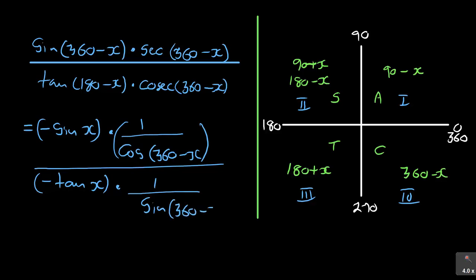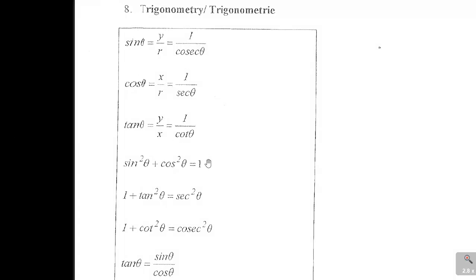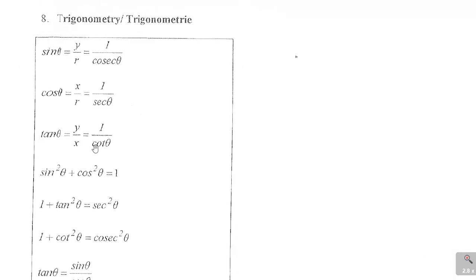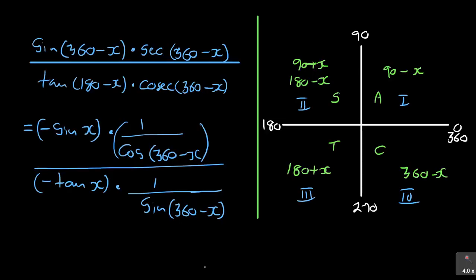I think you can get this trick if we go to our formulas. Under trig, you can see sine is 1 over cosec, and cos is 1 over sec. So the opposite is true: if sine is 1 over cosec, then cosec is 1 over sine. Cos is 1 over sec, and sec is 1 over cos. You can use those as a reminder, but you need to know this from practice.